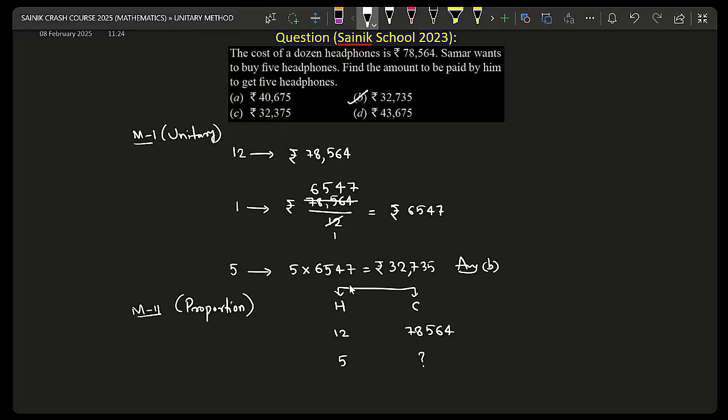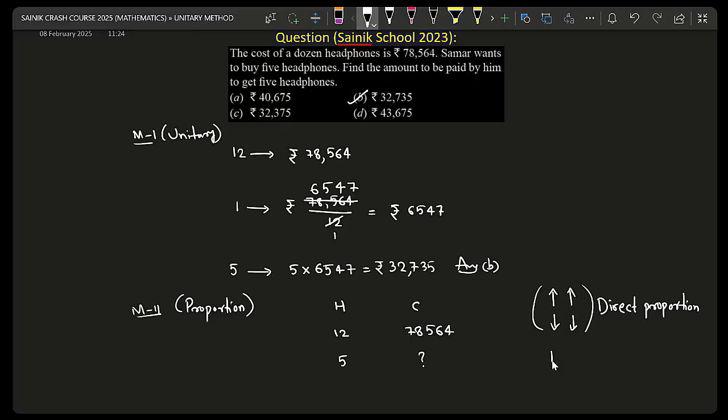What do you call it? Which proportion? If one quantity increases, another quantity also increases. If one quantity decreases, another quantity also decreases. Then what is this called? Direct proportion? Yes or no? Yes, sir.